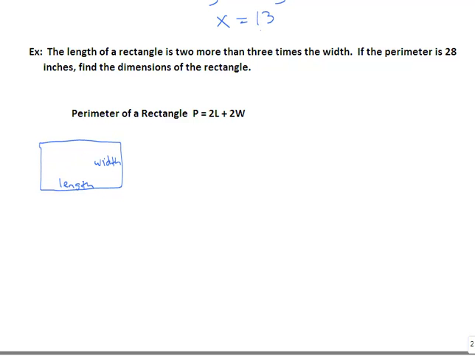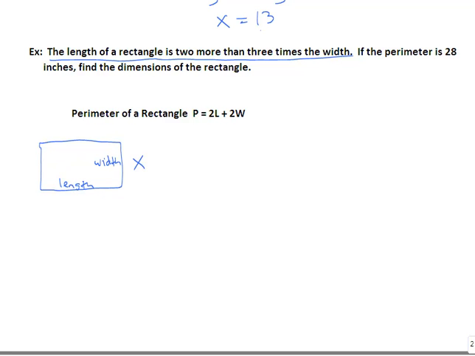So one of these is going to be x, and the other one is going to be something in terms of x. So let's look at this first sentence to figure out which one should be x. It says the length is 2 more than 3 times the width. So which one do we need to know first? We need to know the width. Once we know the width, we can do 2 more than 3 times it, and that will tell us the length. So the variable that should be x is the quantity that you need to know first. So we need to know width first, so I'm going to call that x.